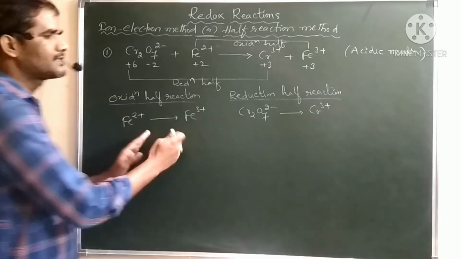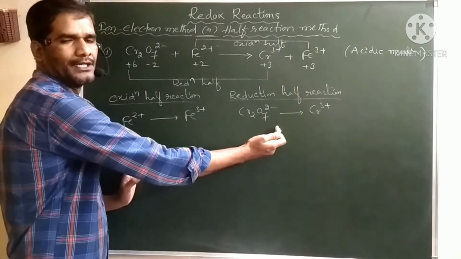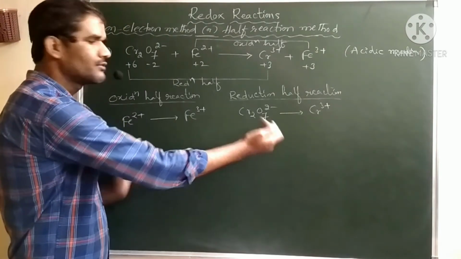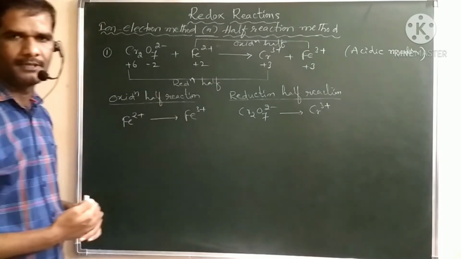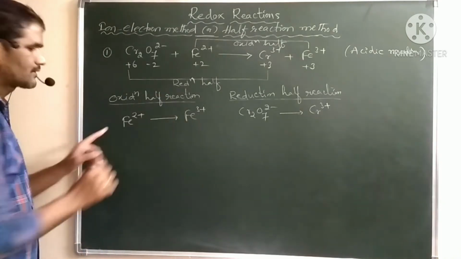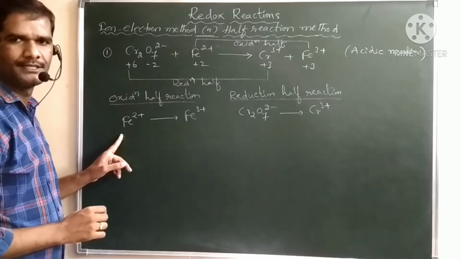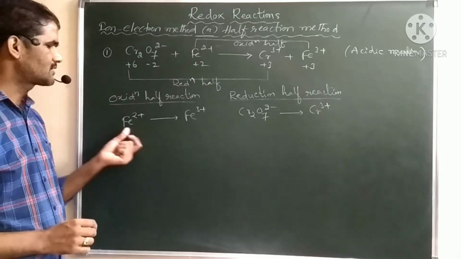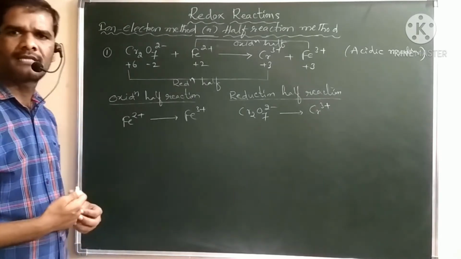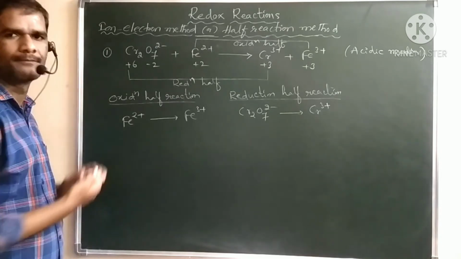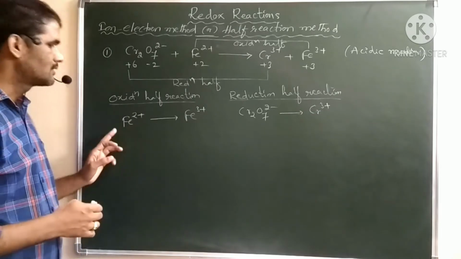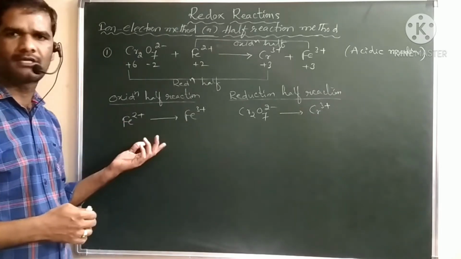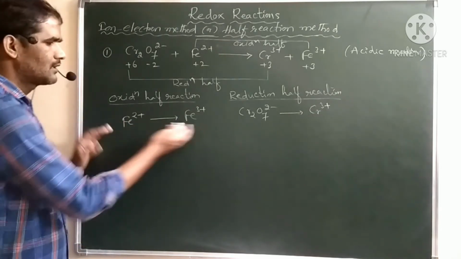We have to balance both of these reactions separately, individually, by using the same rules which we have followed already in the oxidation state method. In that, the first step, first we have to balance the elements. In the oxidation reaction only iron is there, iron is balanced, so no need to balance the iron. Next oxygen, no oxygens are here, no need to balance. Hydrogen, no hydrogen, also not required. So here no balancing.